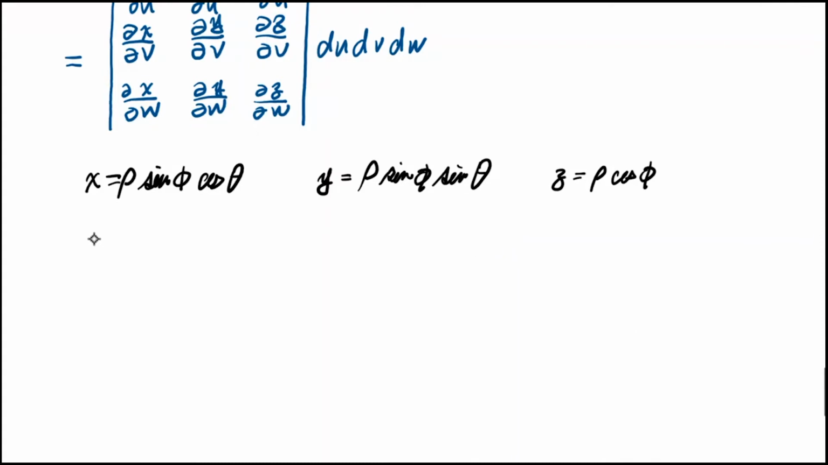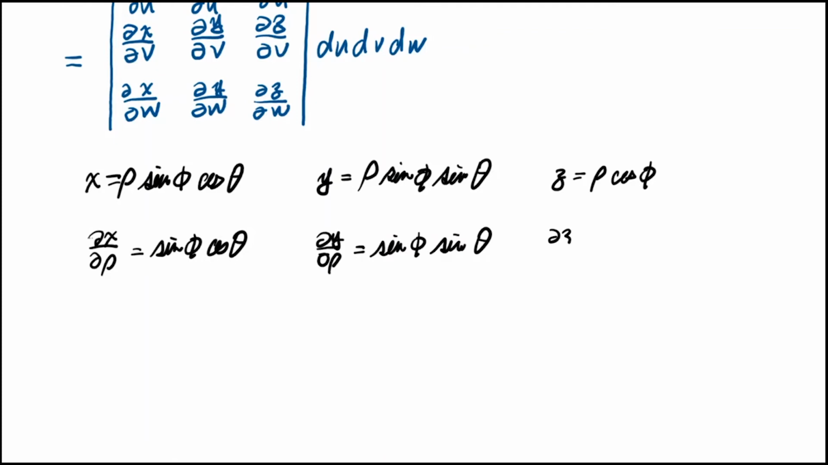Okay, so I'm gonna take derivative with respect to rho. So partial x, partial rho is just sine phi cosine theta, and then partial y, partial rho. We have to organize these things. Sine phi sine theta, and then partial z over partial rho is equal to cosine phi. You with me so far?